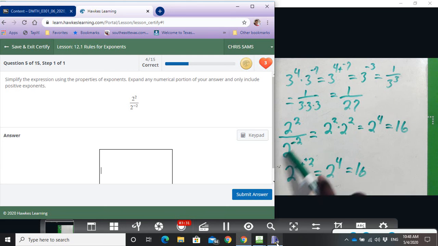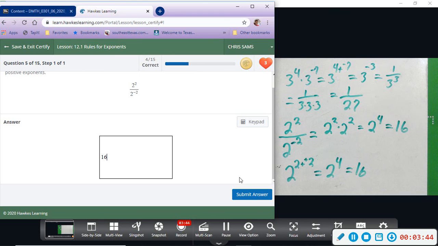Me, I like to always work with positive if I can, and I would change them positive and then evaluate them that way, because all these answers want you to end up with positive exponents or evaluate the numerical portion of your problem.